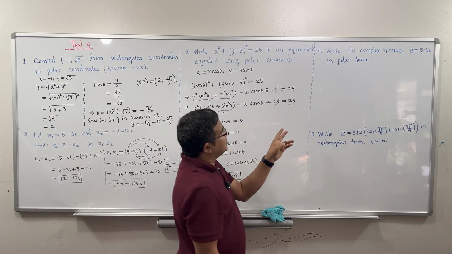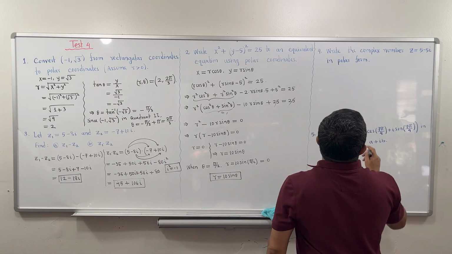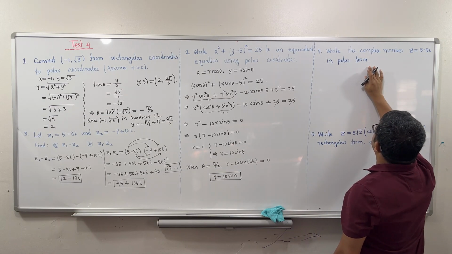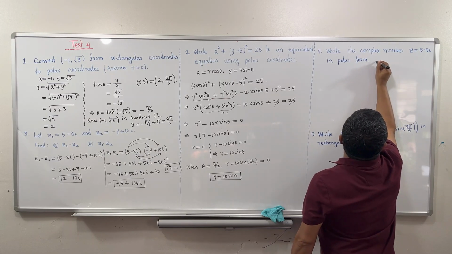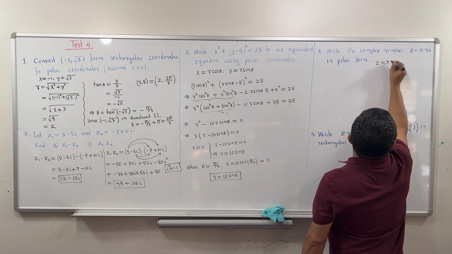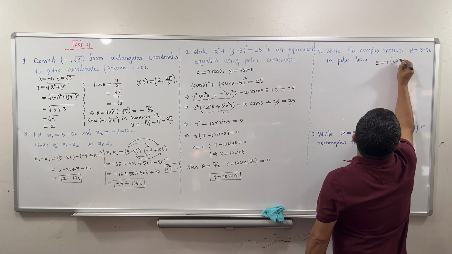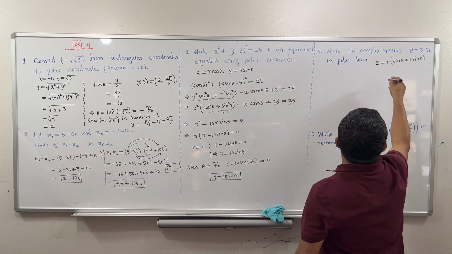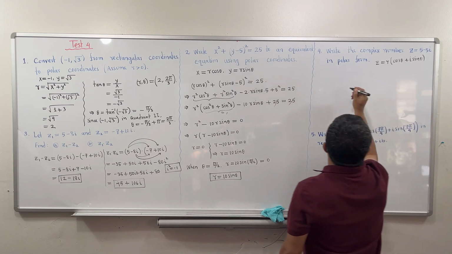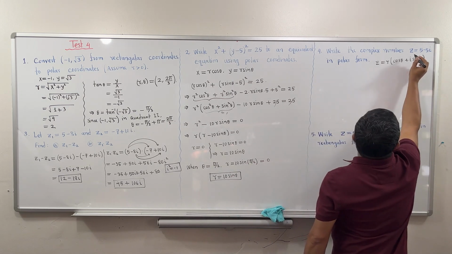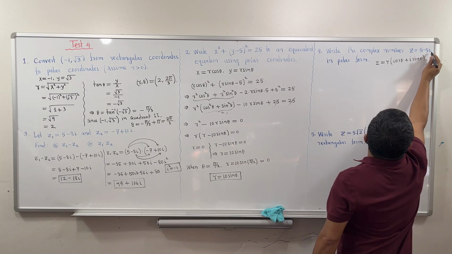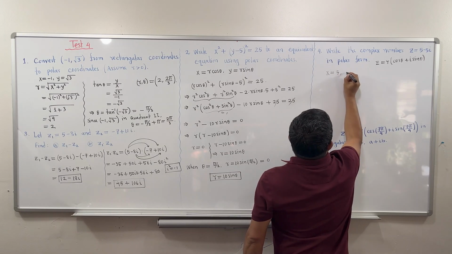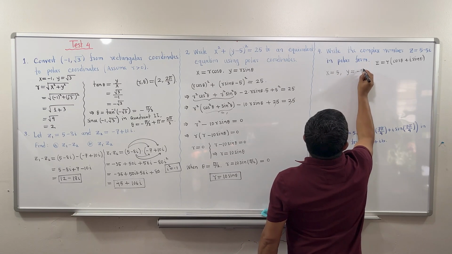Now question 4, we have this complex number and we need to write this complex number in polar form. That means we need to write this form: z equals r times cosine theta plus i sine theta. This form we need to write. So we need r and theta. So what we have given, if you consider z equals x plus iy, then we have given x is 5 and y is negative 5.